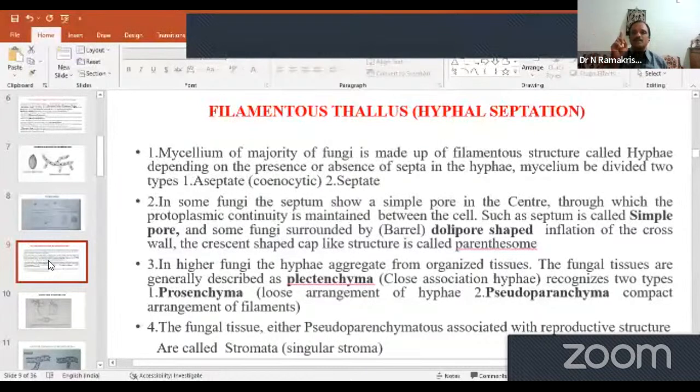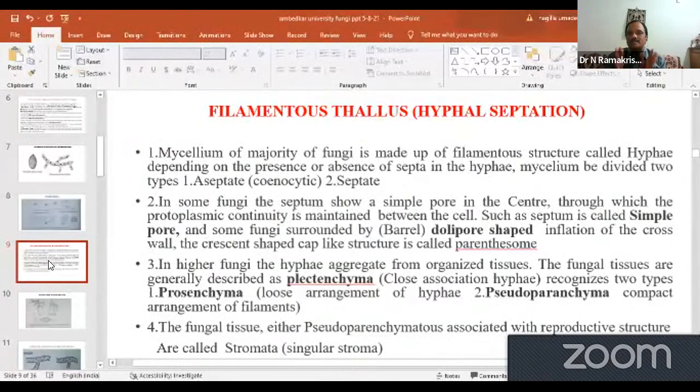In filamentous fungi, in some the septum shows a simple pore in the center through which protoplasmic continuity is maintained between the cells. Such a septum is called a simple pore. For example, in this cell we see a vegetative structure in between with a pore-like opening. This pore is very simple, and we call it a simple pore.